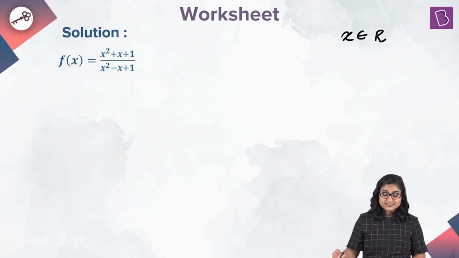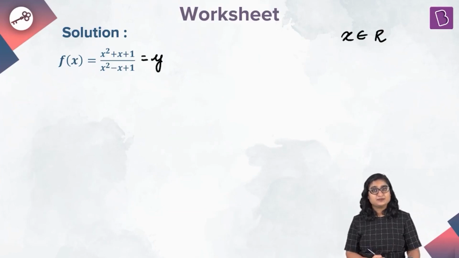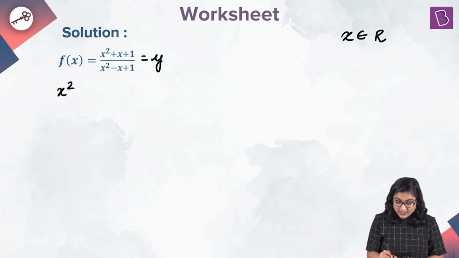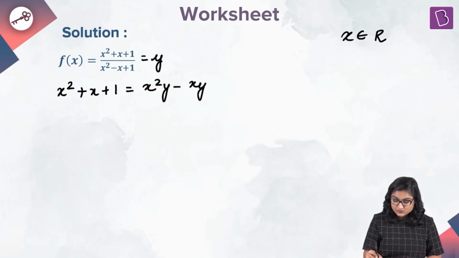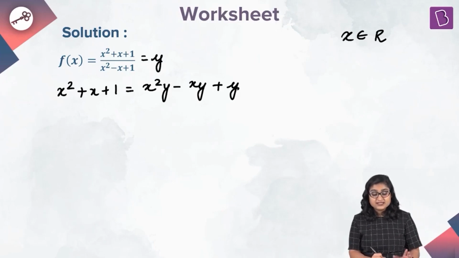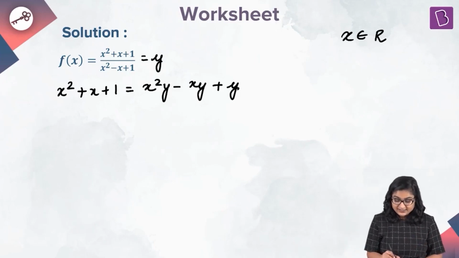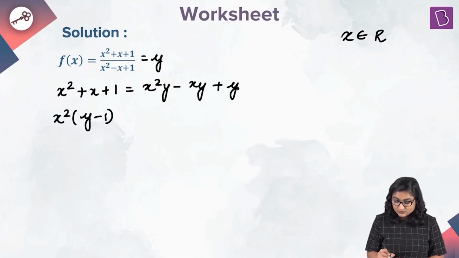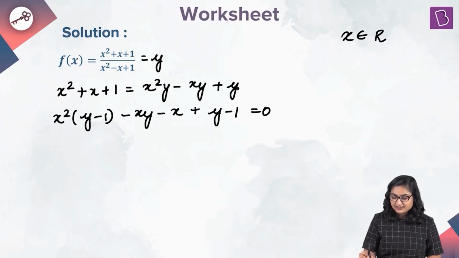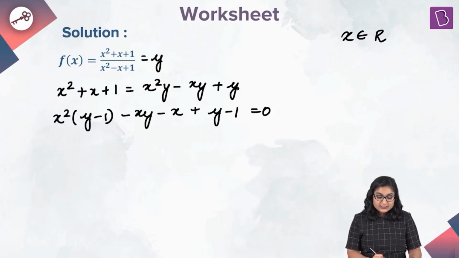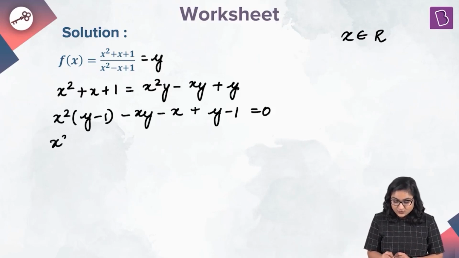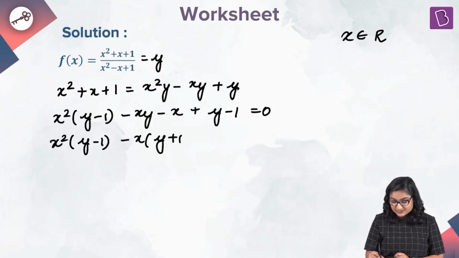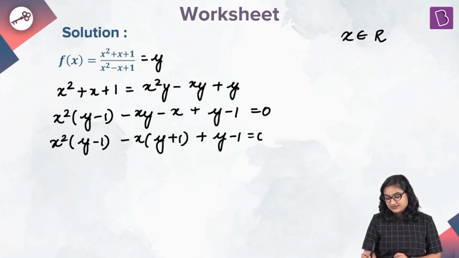So what we do next is equate this to y and cross multiply. If we do that, we get x square plus x plus 1 is equal to x square y minus xy plus y. Now, if I rearrange these terms, what we will get is x square multiplied by (y minus 1) minus xy minus x plus y minus 1, and this is equal to 0. Now, if I further simplify this, I get x square multiplied by (y minus 1) minus x multiplied by (y plus 1) plus (y minus 1) is equal to 0.